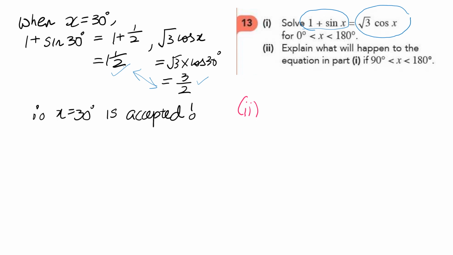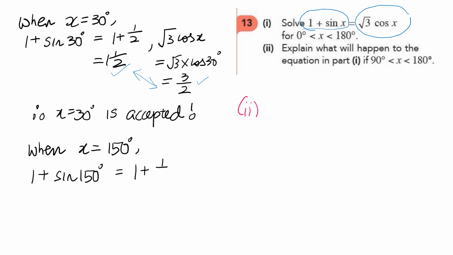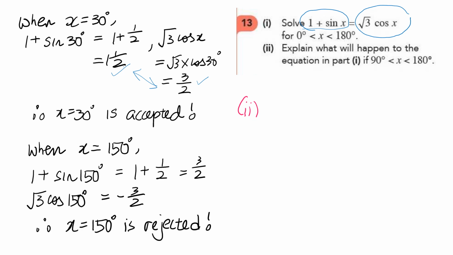Okay, let's do it for the next one when x is 150. All right, so you find the left hand side again and you find the right hand side, but the right hand side actually gives you a negative. So 3 over 2 of course is not equal to negative 3 over 2, so therefore x equals to 150 is not accepted, it is rejected. Okay, so that's how you find out whether the answers that you have got in the end satisfy the original equation or not.